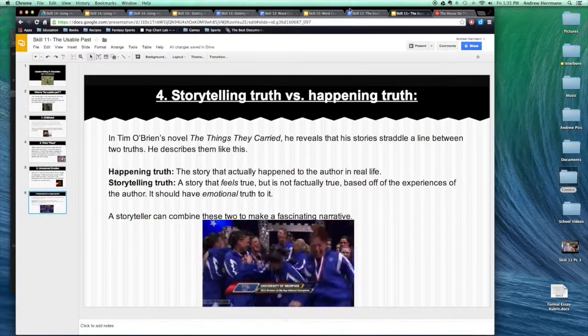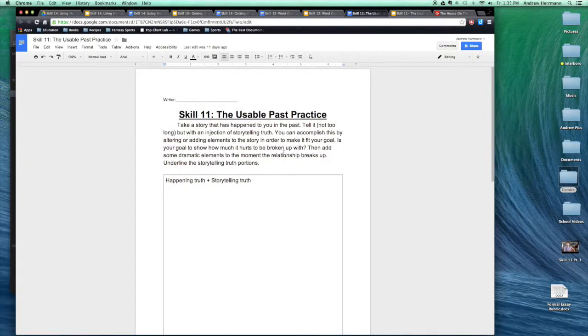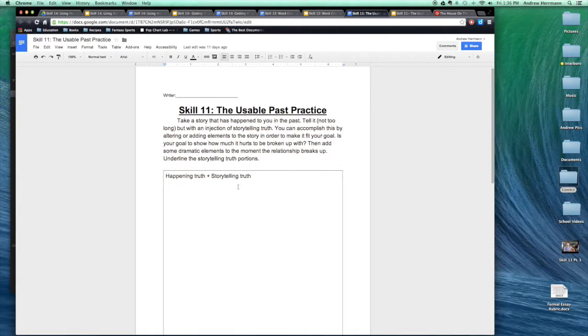Here's how we're going to practice your usable past. I want you to take a story that's happened to you, and I want you to combine the happening truth, the happening part of the story, with the storytelling truth. So what you're going to do is write part of the story as what actually happened, what quite literally you remember as facts. Then you're going to inject what's called the storytelling truth, which can over-exaggerate or overemphasize the facts. It can add totally new elements in or take them out. But the goal should be to make the story feel emotionally true throughout.